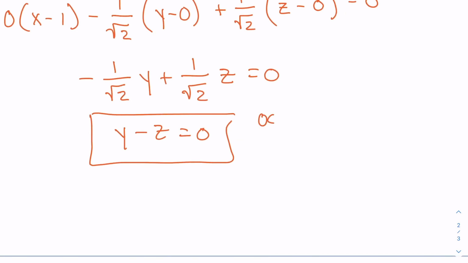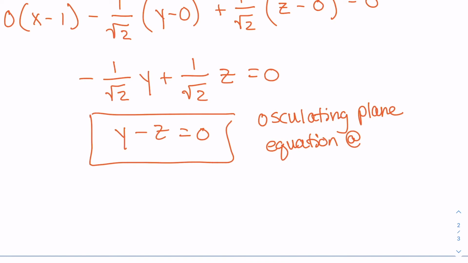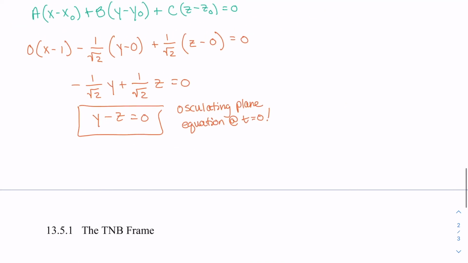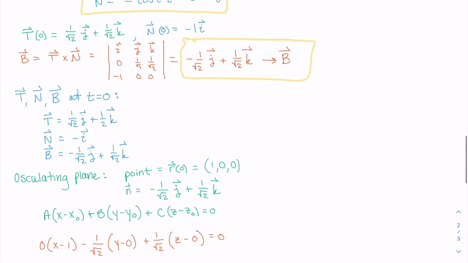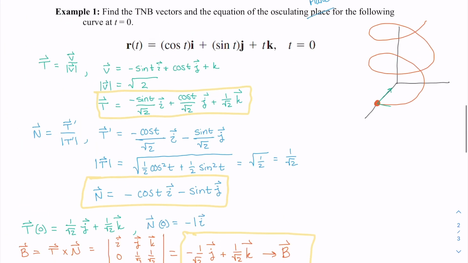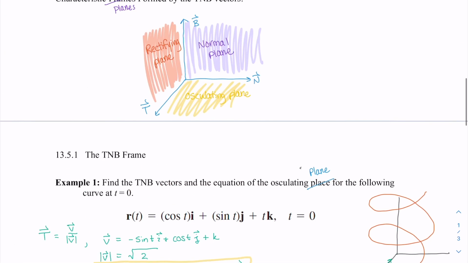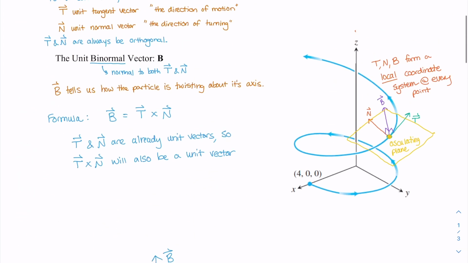So the osculating plane equation at t equals 0. Yay, we found it. It's very computationally heavy to get through these, but definitely nothing beyond our capacity. And so that is the TNB frame.